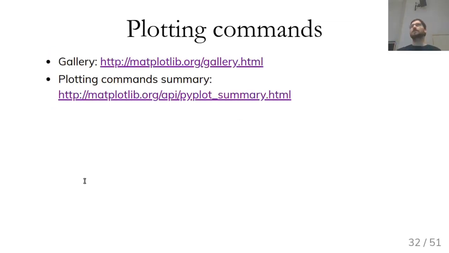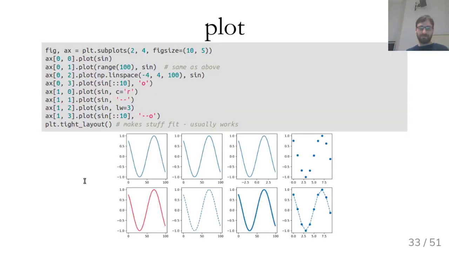I briefly want to talk about some of the most common plot commands and some of the nice things and tricks about them. Matplotlib has a gallery that you can find at the top, and there's also a great summary which has all of the high-level plotting commands. The first one is plot. So plot you can use for line plots and for scatter plots, basically. By default it does a line plot.